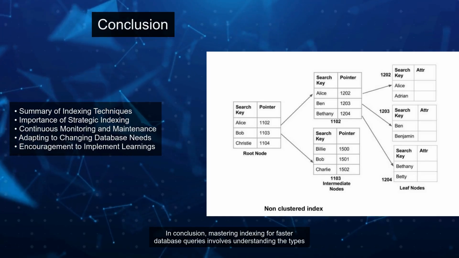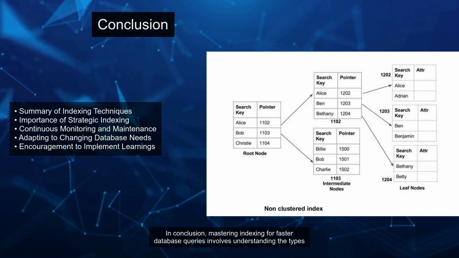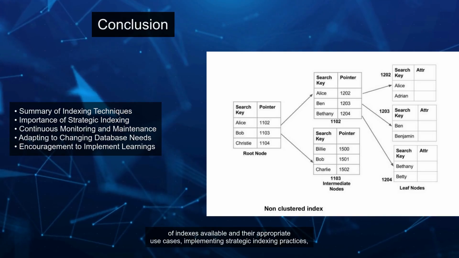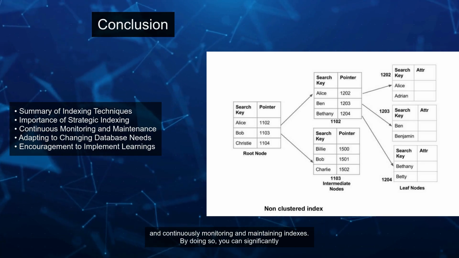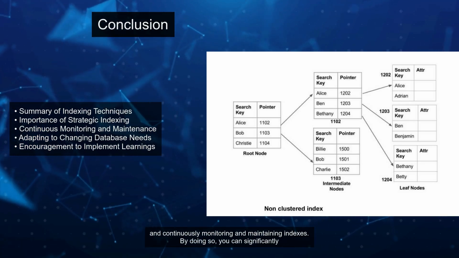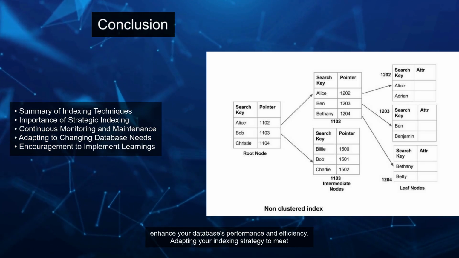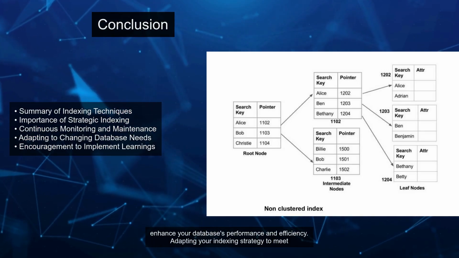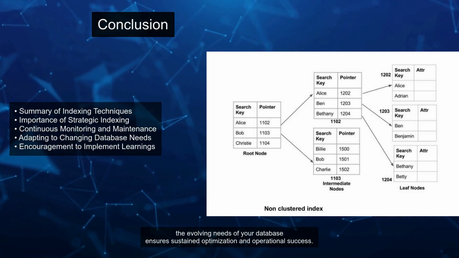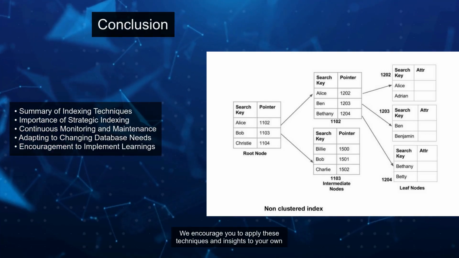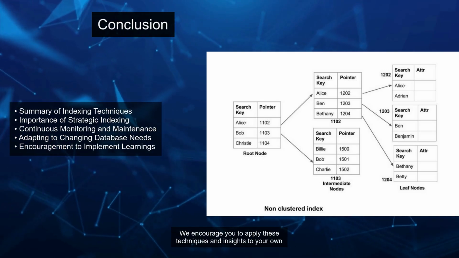In conclusion, mastering indexing for faster database queries involves understanding the types of indexes available and their appropriate use cases, implementing strategic indexing practices, and continuously monitoring and maintaining indexes. By doing so, you can significantly enhance your database's performance and efficiency. Adapting your indexing strategy to meet the evolving needs of your database ensures sustained optimization and operational success.